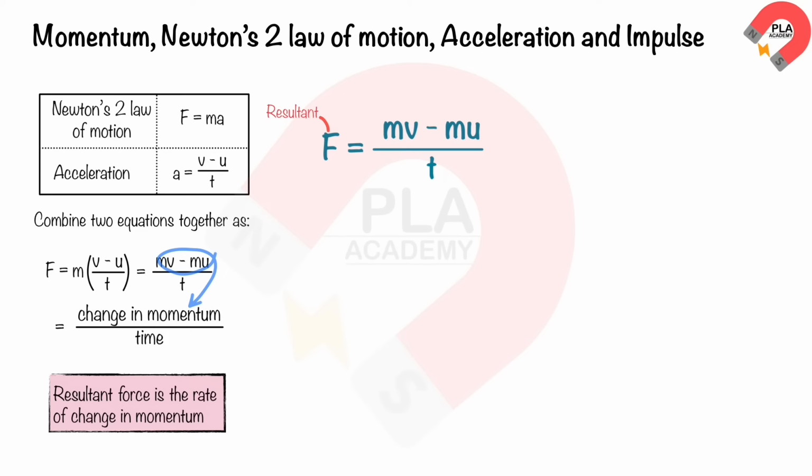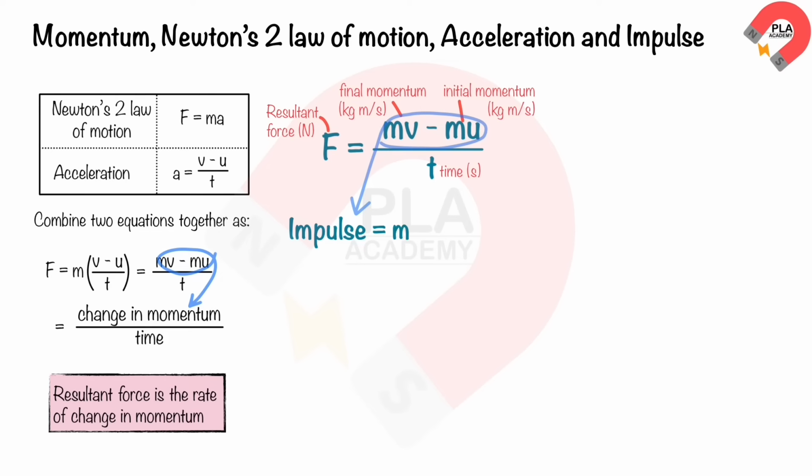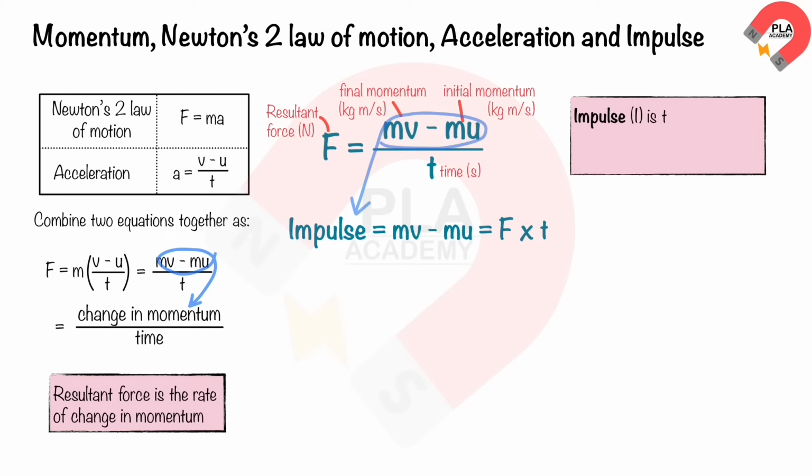Here F is the resultant force in newtons, mv is the final momentum, mu is the initial momentum, and t is time in seconds. The change in momentum is defined as the impulse. So, the impulse is equal to mv - mu, or equal to Ft. The impulse is defined as the change in momentum. It's also the product of force and time.